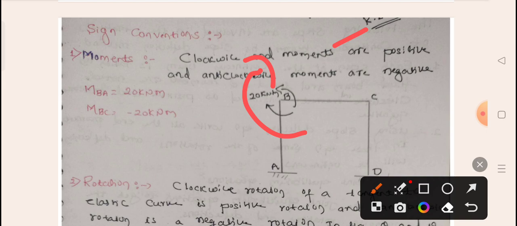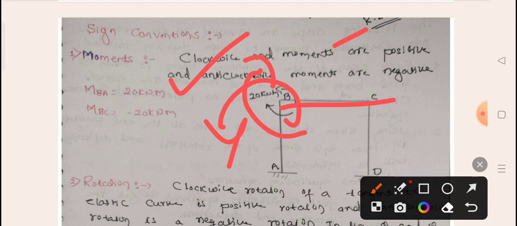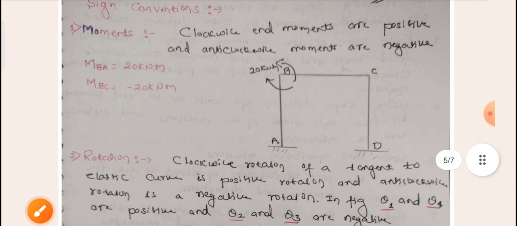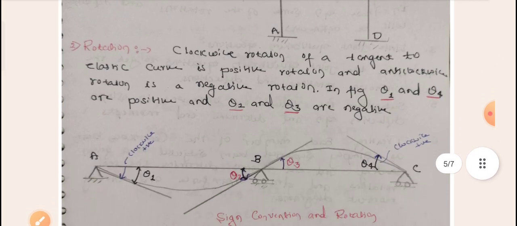If you go for M B A, how is it? It is clockwise. That's why it is taken positive. If you go for M B C, how is it? It is anti-clockwise. That's why its value will be negative. So consider this: clockwise movements are taken as positive and anti-clockwise movements are taken as negative.